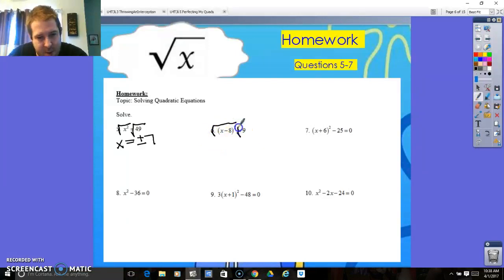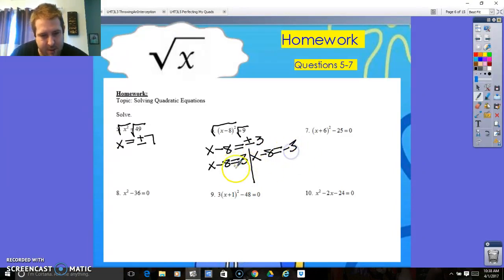Take the square root method on both of these. We get x minus 8 equals both positive and negative 3. I'm going to set each equal: x minus 8 equals 3, and x minus 8 equals negative 3. I'm going to set it equal to both answers. Add 8 to both sides makes the answer here 11. Add 8 to both sides makes the answer here 5.